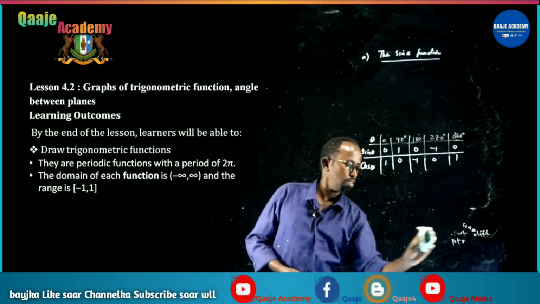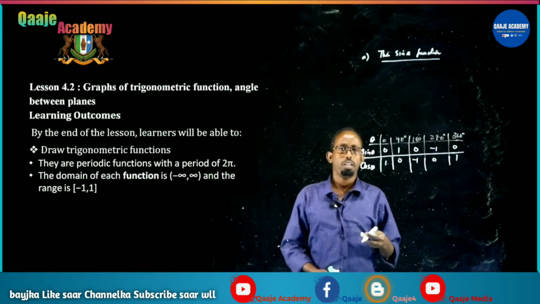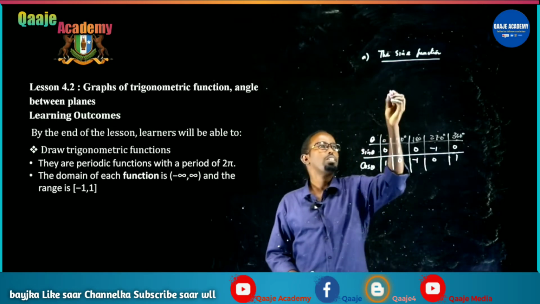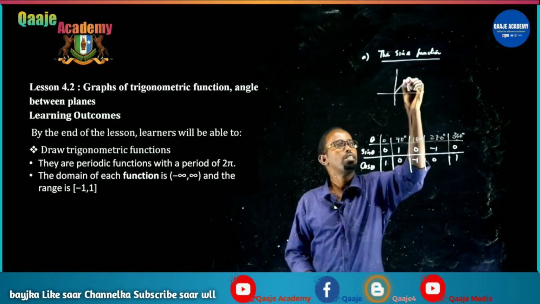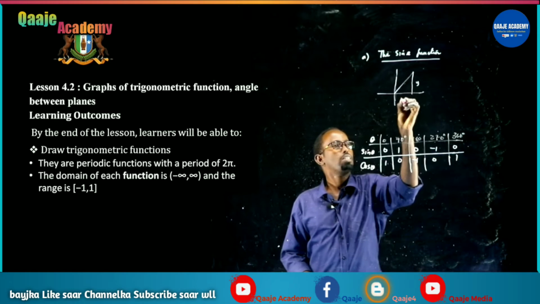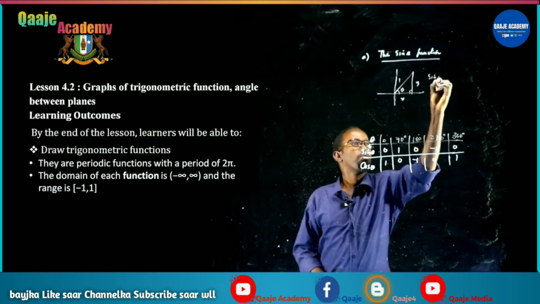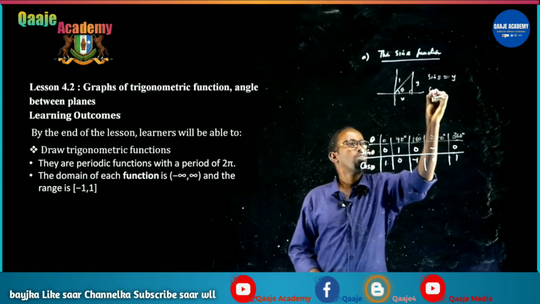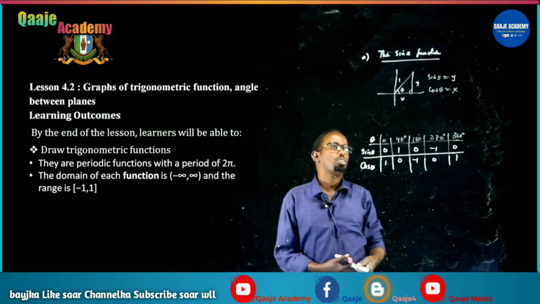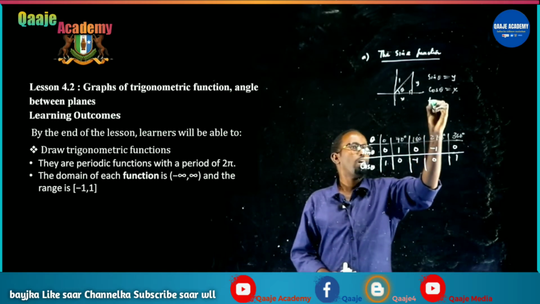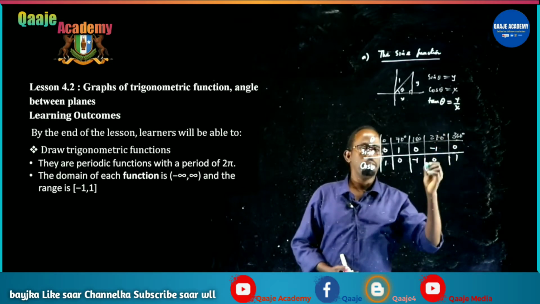For the tangent function, we know that tan is equal to opposite divided by adjacent. We said this is y and this is x, and this is 1, and we said that sine is equal to y, cos is equal to x. So tan is equal to y divided by x, which is the same as sine divided by cos.